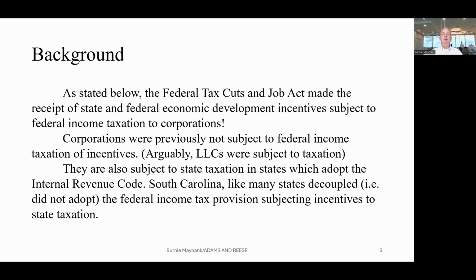So as I'll get into, the Federal Tax Cuts and Jobs Act made receipt of state and federal economic development incentives subject to federal income taxation for corporations. Corporations were previously not subject to federal income tax on incentives. Arguably, LLCs were subject to taxation. And so they were also subject to taxation in states which adopt the federal income tax code, which many states do. South Carolina was one of the first states to decouple from the provision we're discussing below, meaning that South Carolina did not adopt it, and many of the southeastern states also decoupled after South Carolina did as well.